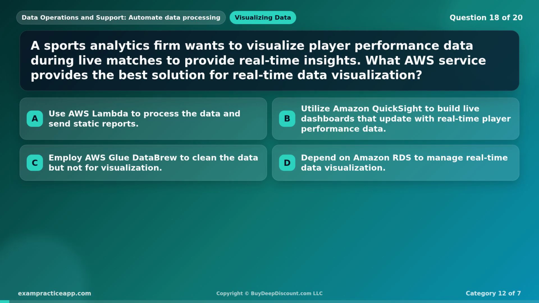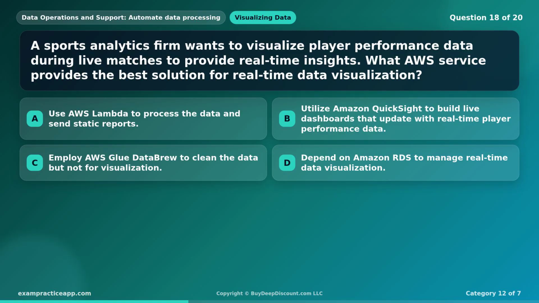Question 18. A sports analytics firm wants to visualize player performance data during live matches to provide real-time insights. What AWS service provides the best solution for real-time data visualization? Option A, use AWS Lambda to process the data and send static reports. Option B, utilize Amazon QuickSight to build live dashboards that update with real-time player performance data.